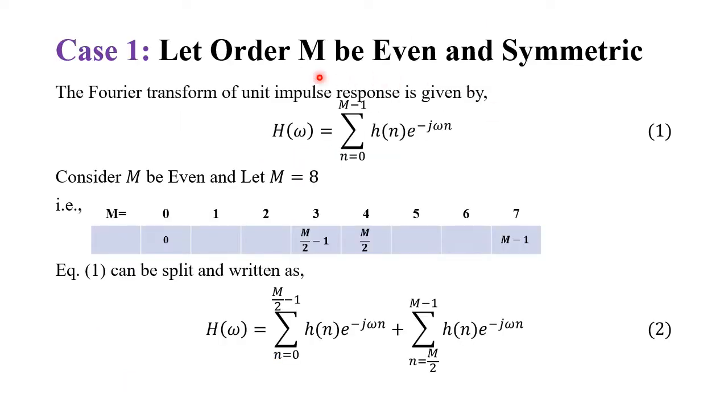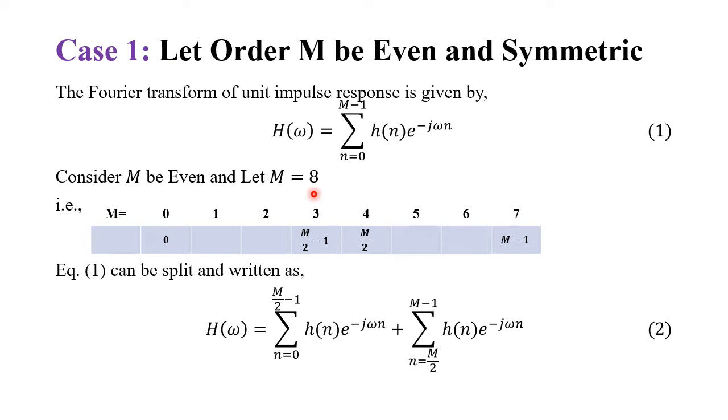Now let us get into the realization of case 1, that is, the order is even and symmetric. The Fourier transform of the unit impulse response is given by H of omega is equal to summation n is equal to 0 to M minus 1 of h of n e to the power of minus j omega n. Let us call this equation 1. Let us consider M to be even. For the sake of understanding, I am considering the length M is equal to 8.